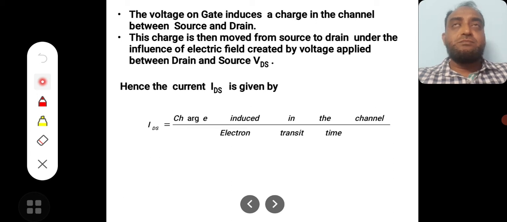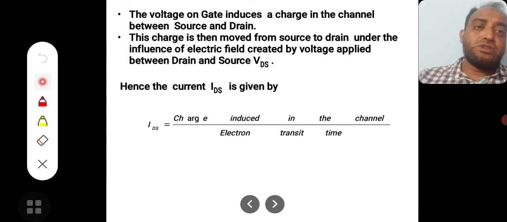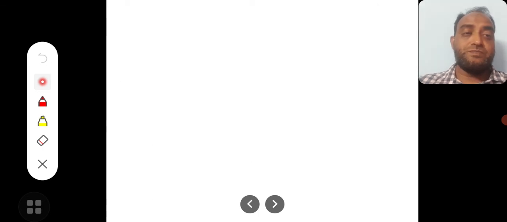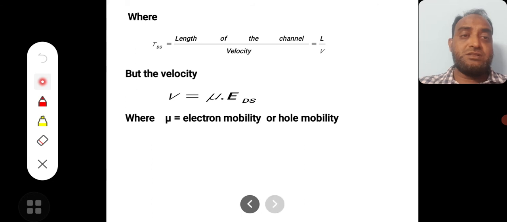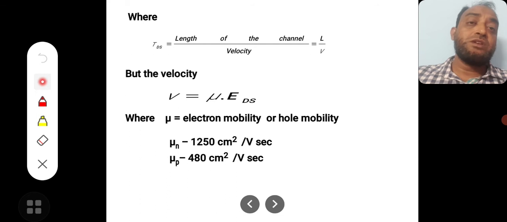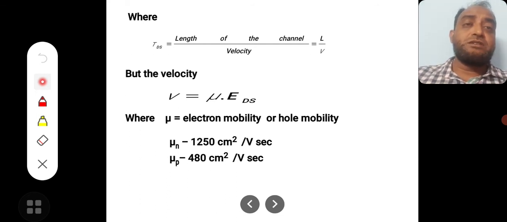Q is divided by the electron transit time, which is the time taken by the charge carriers to move from the source end to the drain end or vice versa. This can be written as equation 1, IDS is equal to QC by tau. Tau can be written as tau ds, because that is the transit time, the time taken by the charge carriers to travel from drain to source.